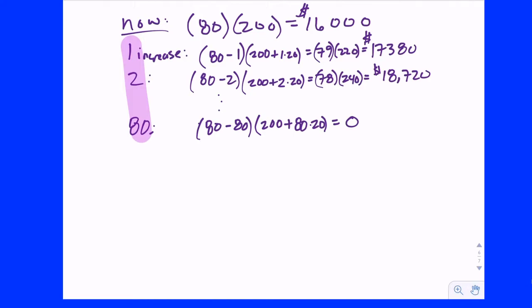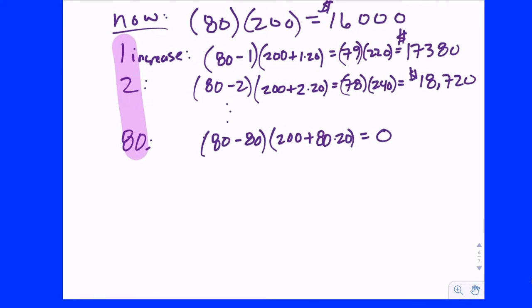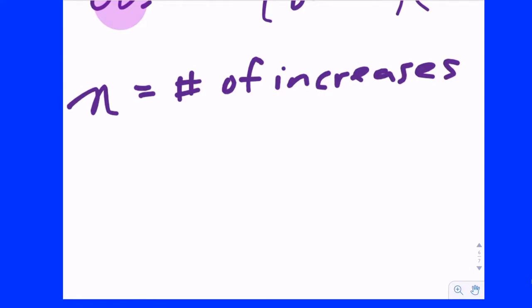We need to establish a pattern. Brandon, you almost had it in the beginning. Good. And what are you defining n to be? Defining your variable is important. It's the hashtag of increases, right?